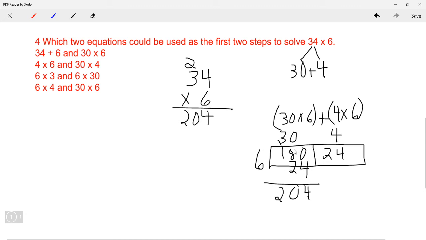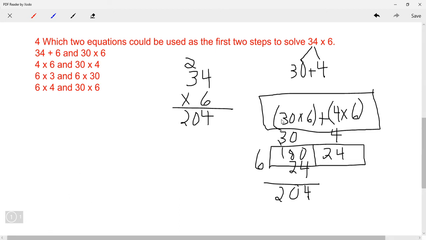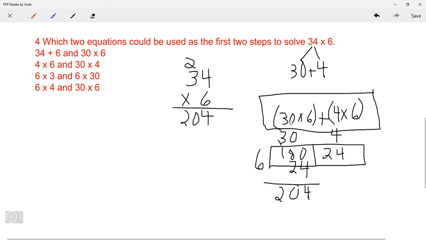So, the first two steps, it looks like, when there are two equations like this, it is talking about partial products. Okay? So, now all we need to do is find whichever one is 30 times 6 plus 4 times 6. Now, is that on here? Not exactly. So we have 34 plus 6 and 30 times 6. We know that's not it because this is a plus.